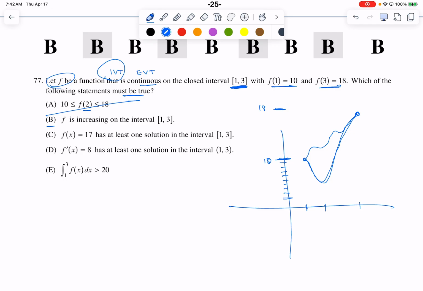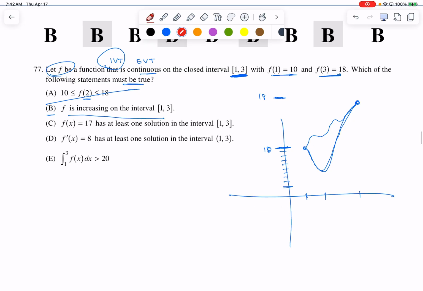Is B, does f have to increase over the whole interval from 1 to 3? I just proved that's not true. Is it possible for it to decrease and still go up to 18? So that's not true. f of x has to equal 17 for at least one solution between 1 and 3. Is that one true? You would have to go through 17. Why? Because you went from 10 to 18, you had to go through 17. So the answer is clearly C.